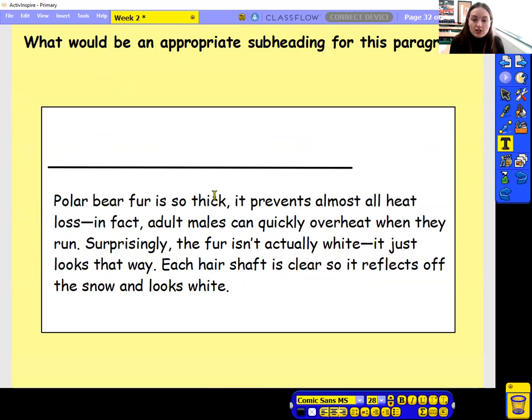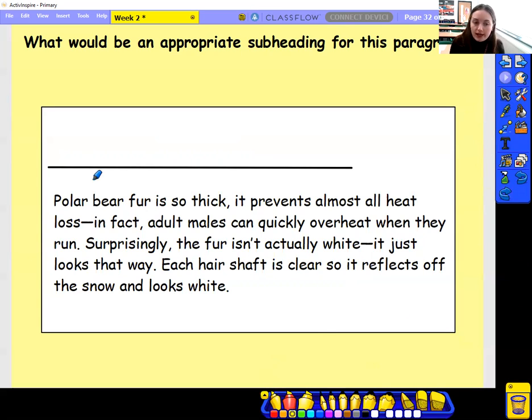Polar bear fur is so thick it prevents almost all heat loss. In fact, adult males can quickly overheat when they run. Surprisingly, the fur isn't actually white, it just looks that way. Each hair shaft is clear, so it reflects off the snow and looks white. Pause the video now if you want to try this on your own.